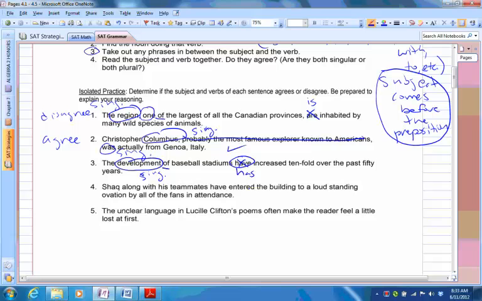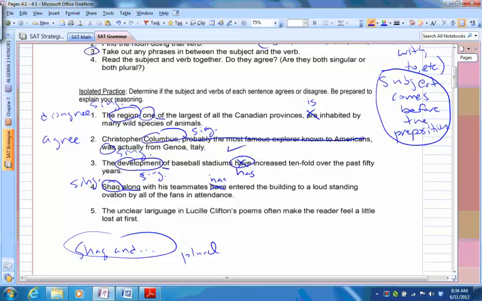This is a tough one. Shaq, along with his teammates, have entered the building to allow some innovation by all the fans in attendance. So, a bit tricky, but along is still a preposition. You don't use the word and. If you say Shaq and his teammates, have been a different story. But this is still singular. So if you had Shaq and his teammates, then that whole thing would be plural. But if you use the word along, that's a preposition. It's just Shaq. So this has to be has.